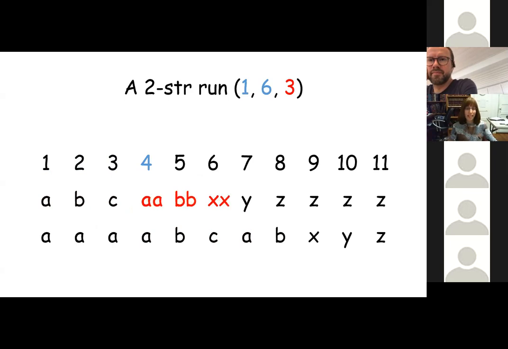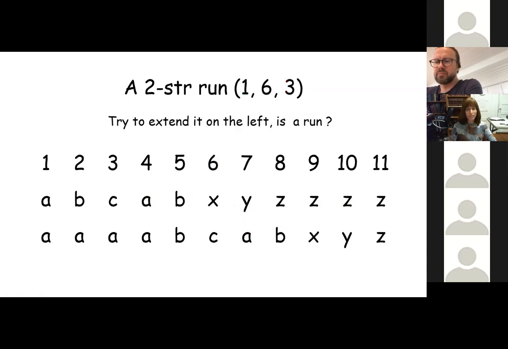But then the period starts changing, but it's still size 3. So what we say is, okay, we could still talk about a run here, because we could still say, like we have this encoding 1, 6, 3: the leftmost tandem repeat starts at 1, the rightmost tandem repeat starts at 6, and the period size is 3. So we're happy because we still have an encoding. But then we ask ourselves a question.